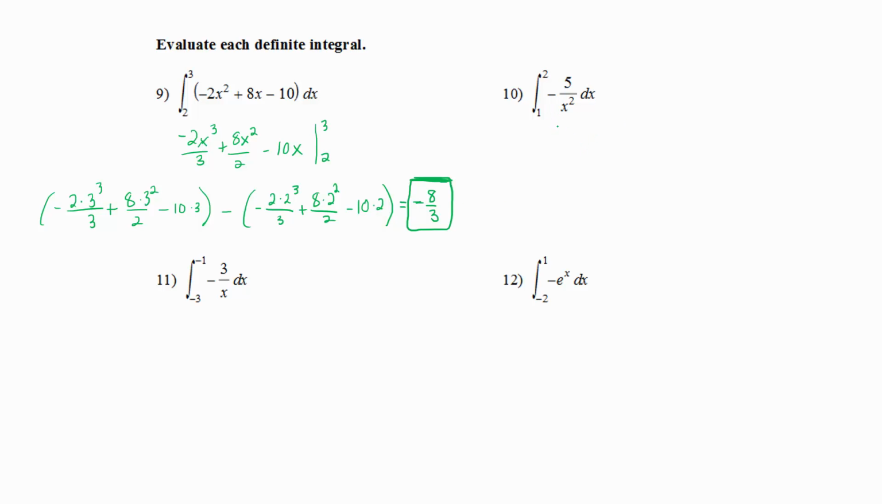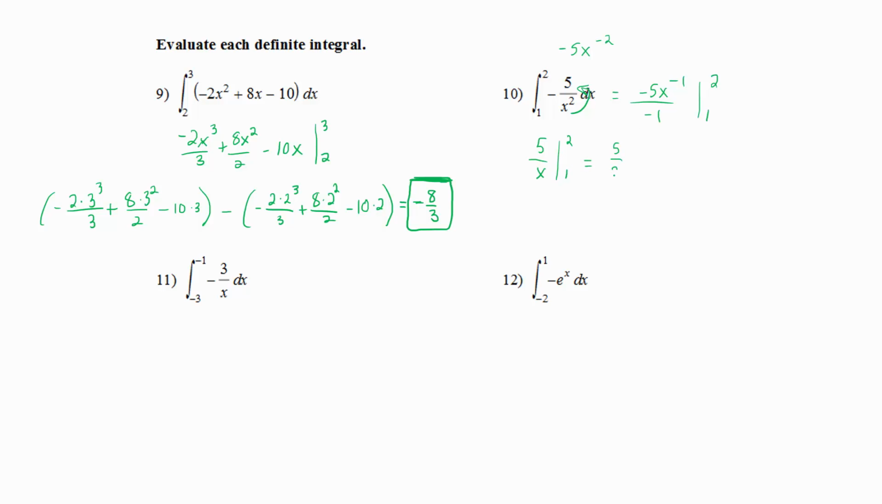On 10, to integrate this, we need to move the x up to the top. And so that's going to give us negative 5x to the negative 2, which we are going to power rule. So we're going to add 1 and then divide. So that gives us negative 1 over negative 1 with the 5 still in front. And we're going to plug in 2 and 1. If you're doing this by hand, you definitely want to rewrite it as 5 over x to make it easier. If you're doing it in the calculator, you don't have to move the x down to the bottom.